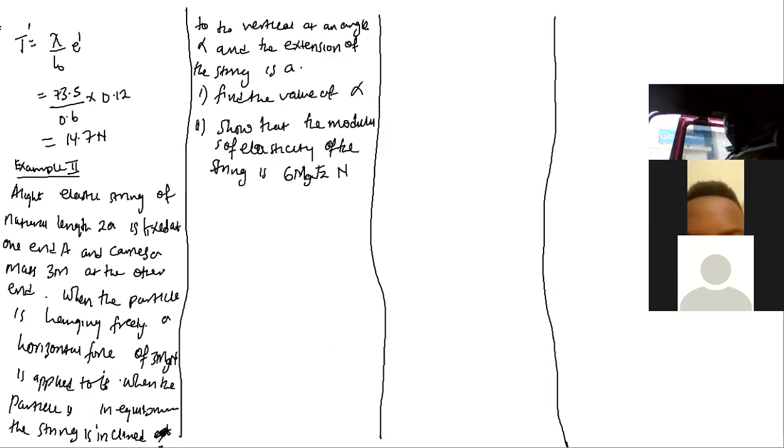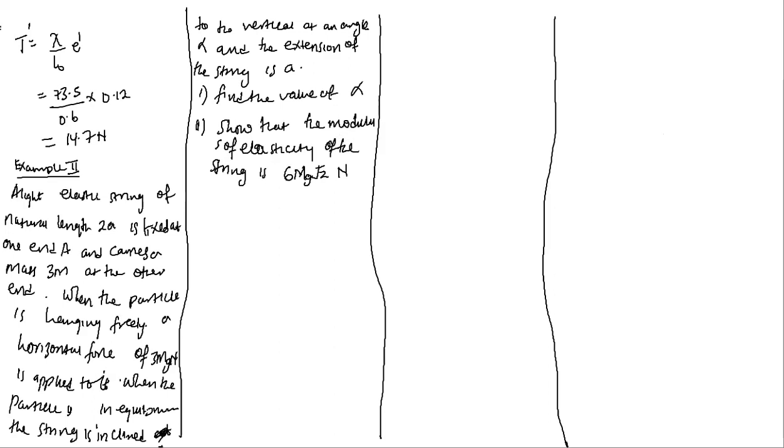A light elastic string of natural length 2a is fixed at one end A, and it carries a mass of 3m at the other end. When the particle is hanging free, a horizontal force of 3 mg is applied to it. When the particle is in equilibrium, the string is inclined at an angle of alpha to the vertical, and the extension is small a. Find the value of alpha and then show that the modulus of elasticity is given by that one.